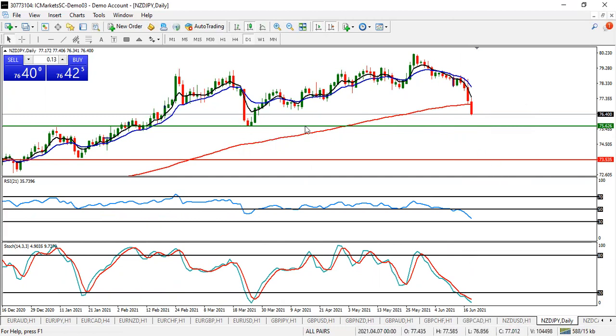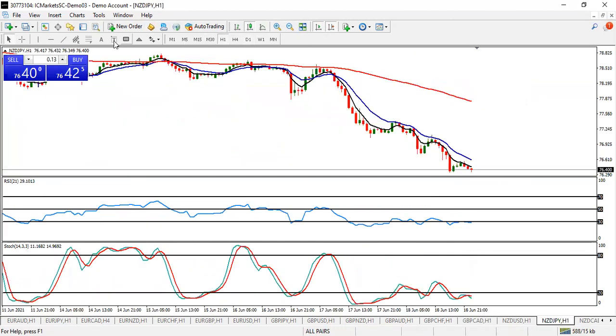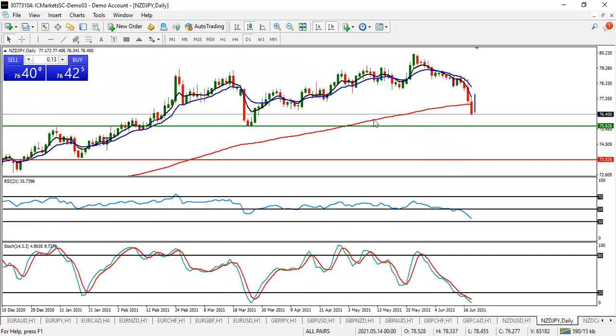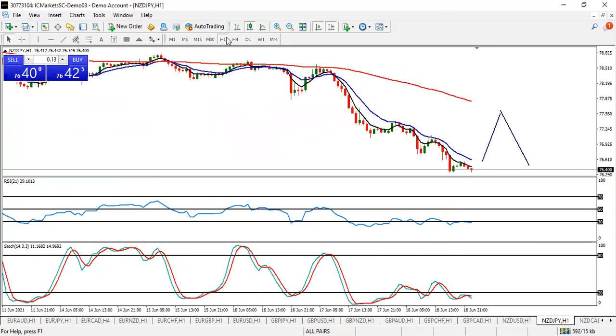Coming to our entry time frame, your first thing is to wait for the pullback, take your sell trade, and expect to take part of your profit before the green support at 75.62. So NZD JPY is also a good one to look for a sell. NZD JPY, look for a sell.